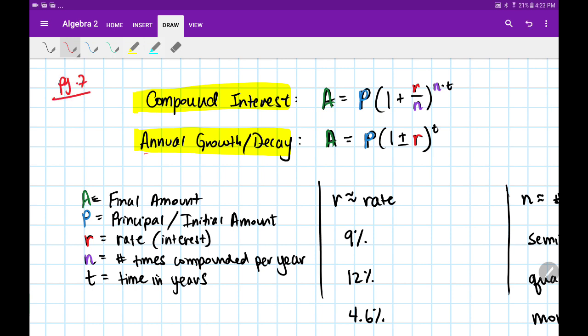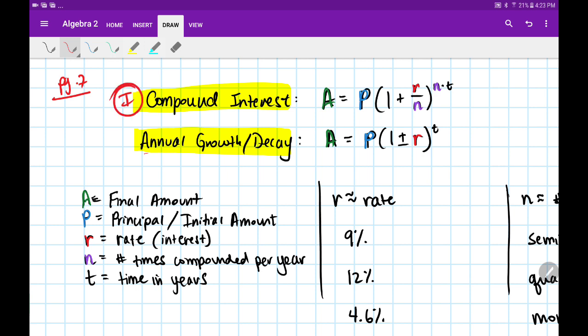So, go to page 7 in your tan book, or you can just take these notes separately on a sheet of paper. This is essential to understand these two formulas and how to plug in for each variable. So we have our first formula, usually used for compound interest. I'm going to call this formula number 1.